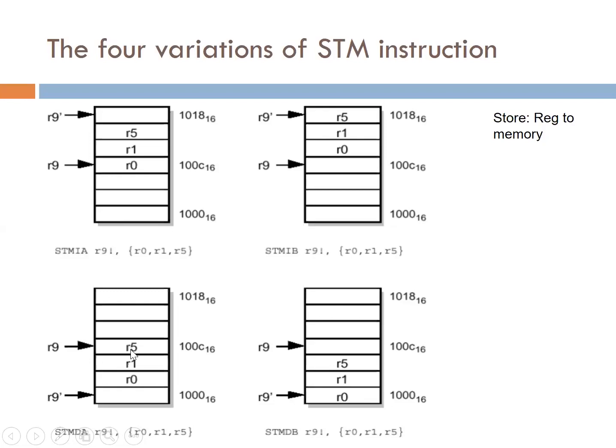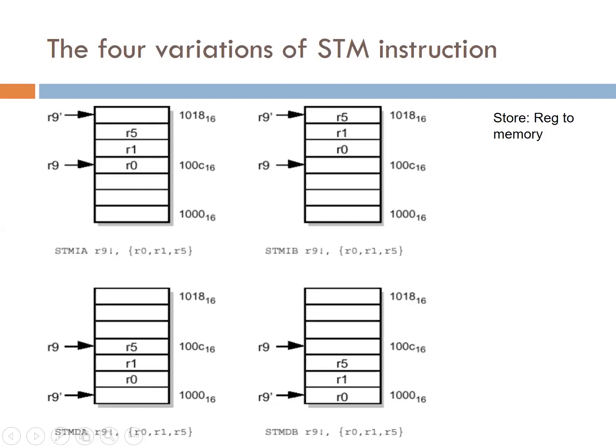R5 will be stored, then decremented. R1 will be stored, then decremented. R0 will be stored, then decremented. So what is the latest memory address pointed by R9? It is 1000. So after execution, R9 content will be 1000, and before execution, R9 content was 100C. Okay. Next instruction is STMDB, R9 exclamatory mark, comma, followed with R0, R1 and R5.